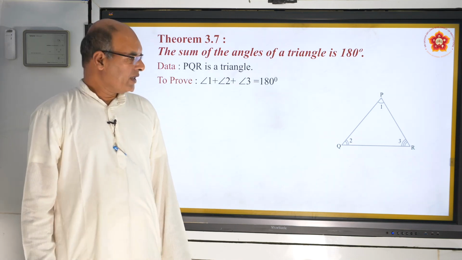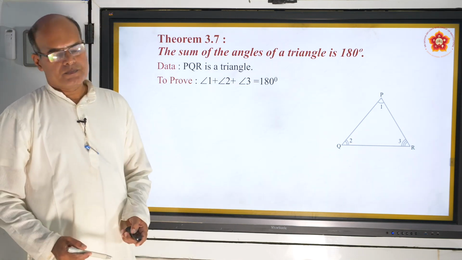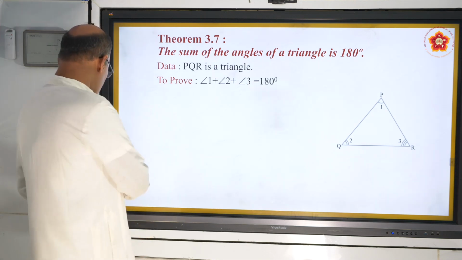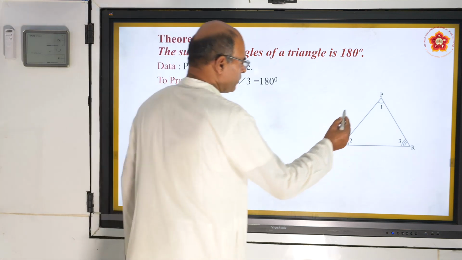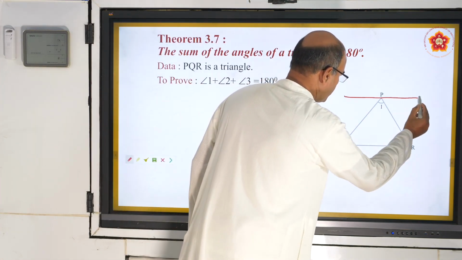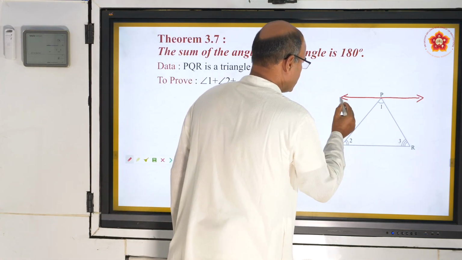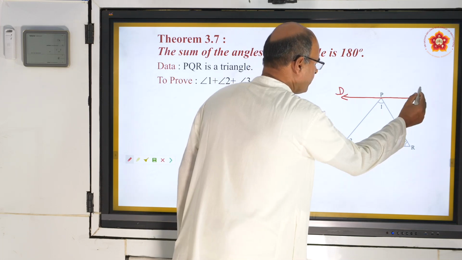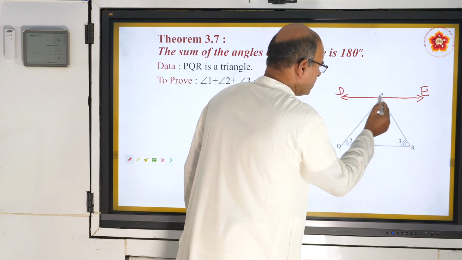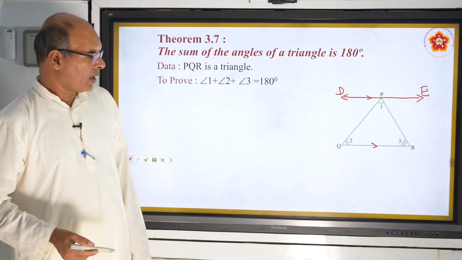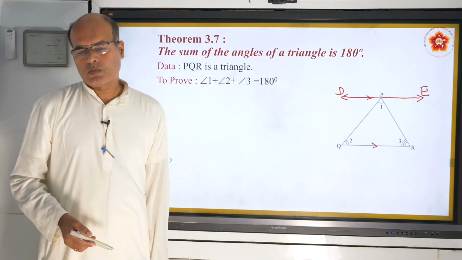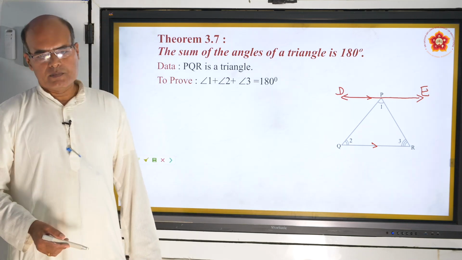For that we need a helping line. So we have to draw a line parallel to BC. One more method is there. So consider this line DF or DE. It is parallel to QR, and passing through point P.